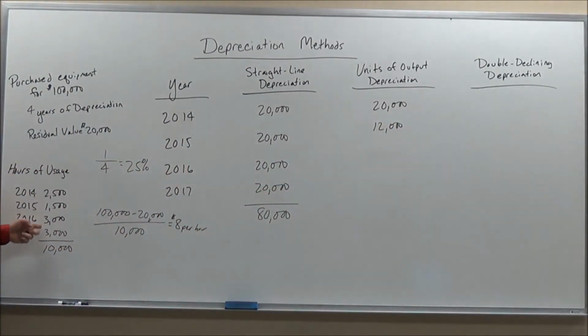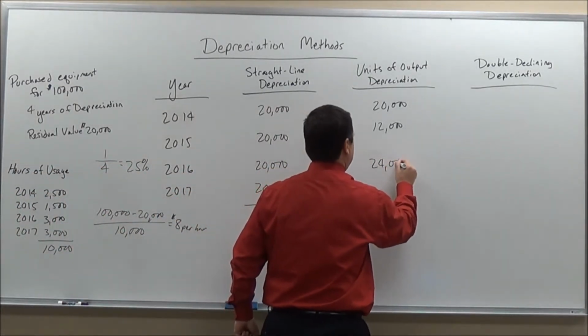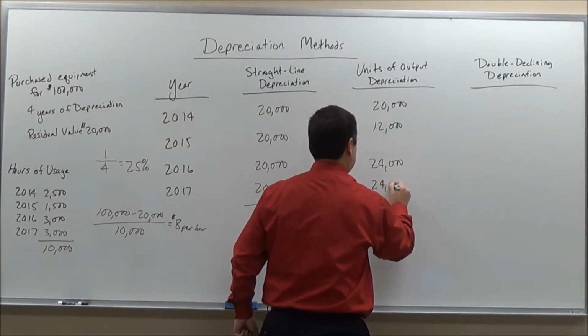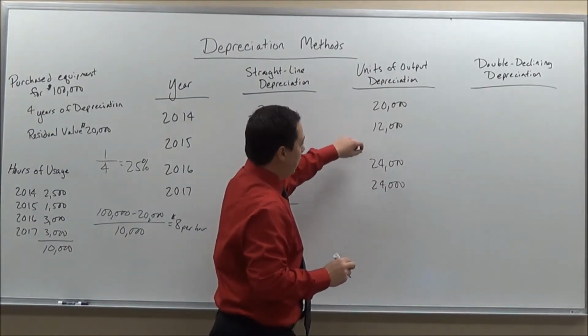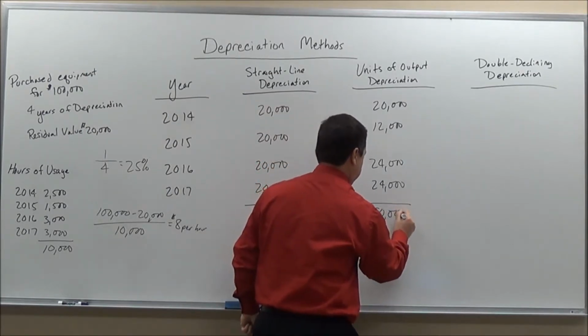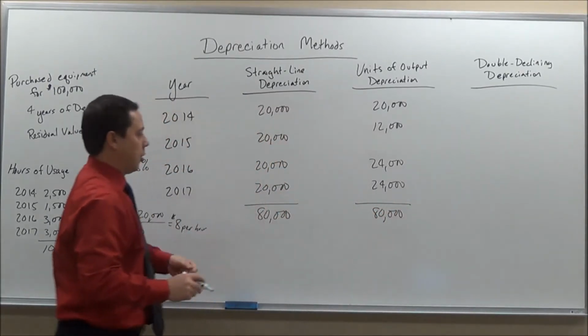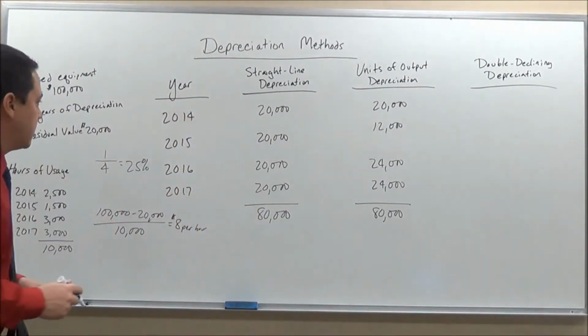And then here I have 3,000 times the 8, which gives me 24,000, and that'll be the same for last year. If I add all these up here, I have 48 plus 12 more gives me 60, that gives me 80. So I have $80,000 that we're depreciating. So obviously they, again, equal the same thing. It's just how are we depreciating these.